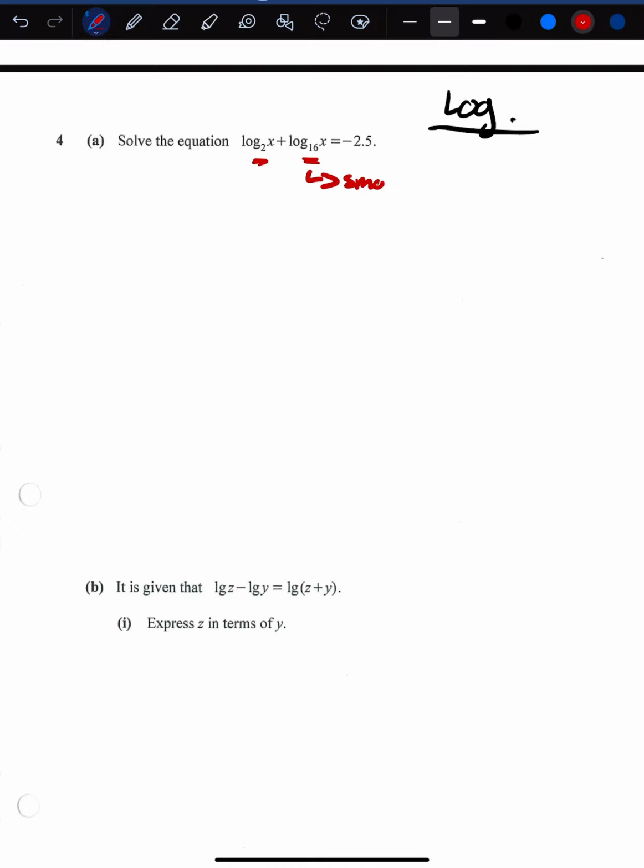So we're going to change this base 16 into base 2, so that we can get all our values to be the same base. So I'm going to change it, right? Log base 2 x stays the same. I'm going to shift the x up and the 16 down, so that's how you change your base. Log base 2 x on the top, and the bottom becomes log base 2 16.